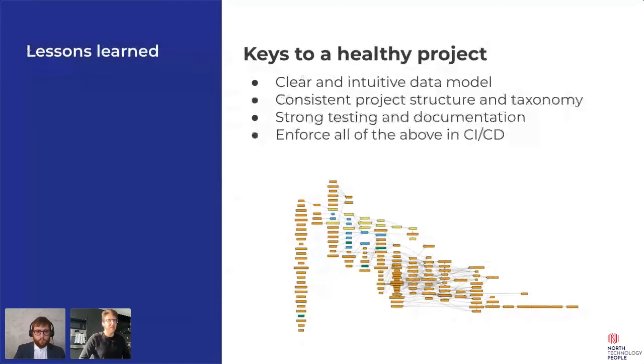I'll summarize the keys to a healthy project with the following 4 points. First, you want a clear and intuitive data model. This means that you pick something and you commit to it, rather than creating a melange of different data models or having none at all. Secondly, you want a consistent project structure and taxonomy, which extends not only to the way that your repo is organized, but also the way you name things. You want strong testing and documentation, which is really critical for allowing people to easily navigate the repo, in this case of documentation, as well as to ensure that you have at least the bare bones of data quality checks, which every data team needs to factor in at the end of the day. Finally, you want to enforce all of the above in CI/CD, and I'm going to explain in the next few slides exactly how to do that.